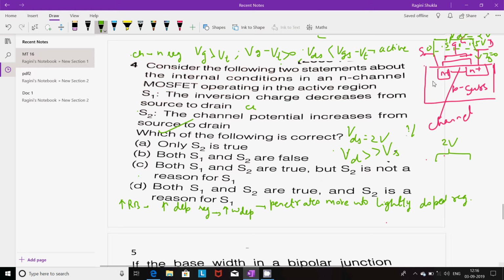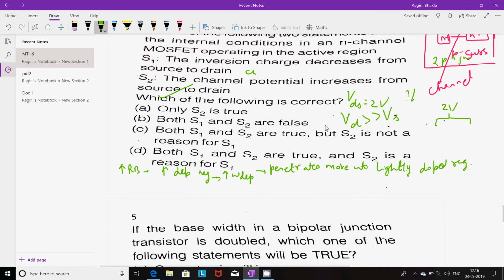We can also say that in this N channel MOSFET there are two PN junctions. One is the N plus source with the P type substrate, and the other PN junction is this drain N plus region with the P type substrate. The channel is the inversion layer, and the drain PN junction is more reverse biased than the source PN junction. The region which is more reverse biased has a high depletion region, and it penetrates more into the lightly doped region. So this is the right statement S2.